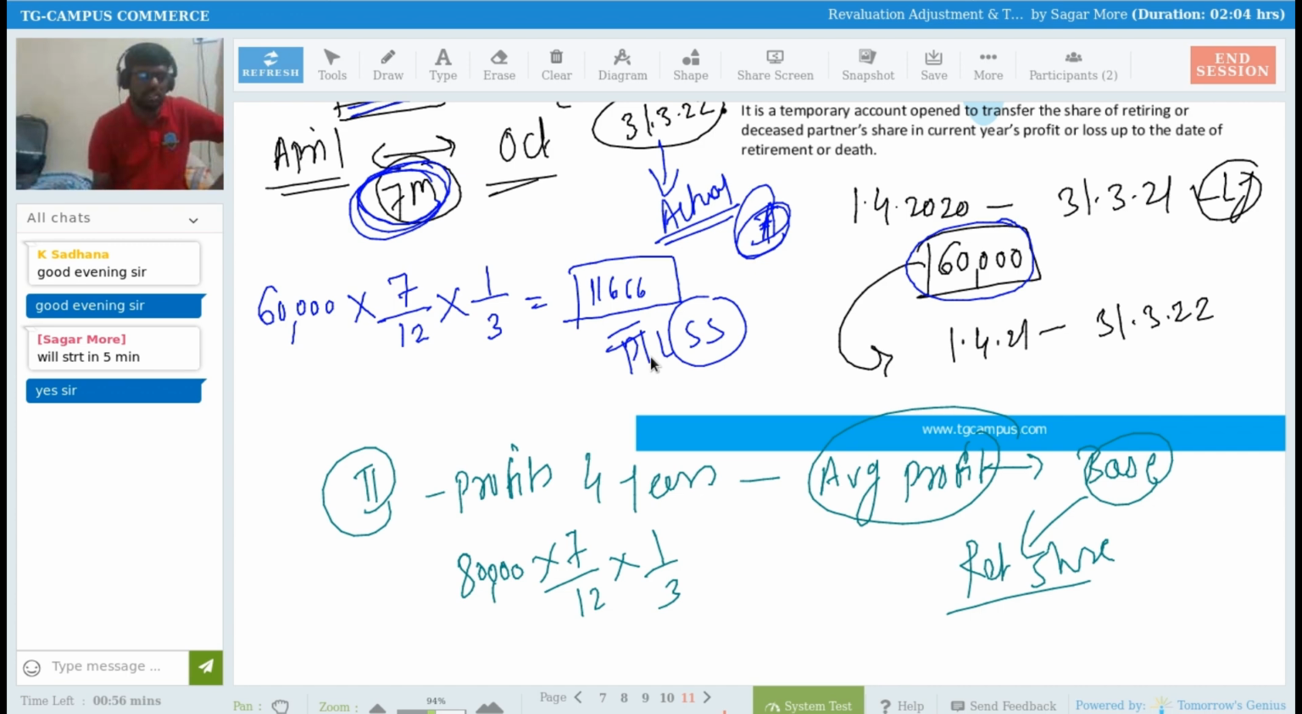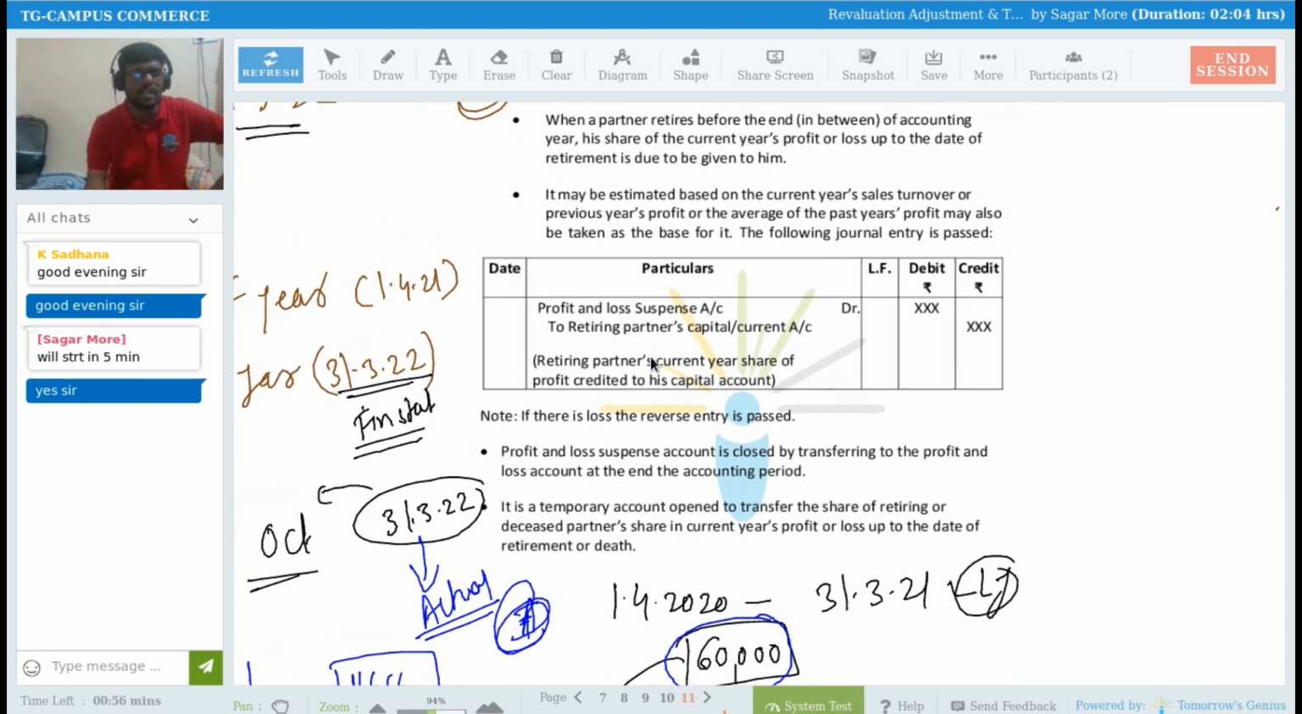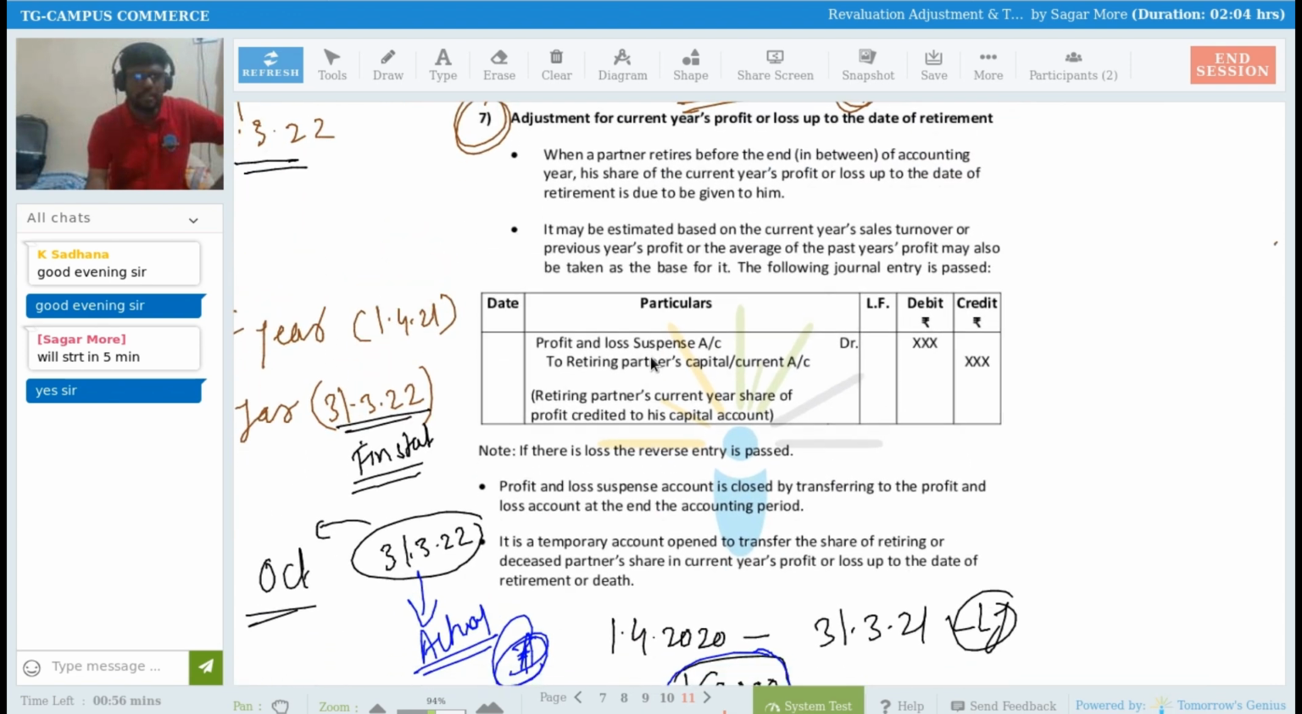And for that, whenever you are passing the journal entry now, you have to use the word suspense account in your profit. Because it's a temporary account, it's not permanent, it's not an actual profit. And that's why the word indicates that it's not an actual profit. So the entry will be profit and loss suspense account debit to retiring partner's capital or current account. Simple? Yes, sir. Yes, Anushri? Sadhana?